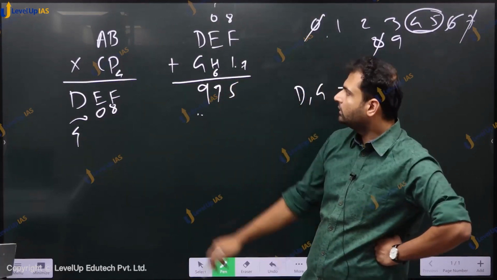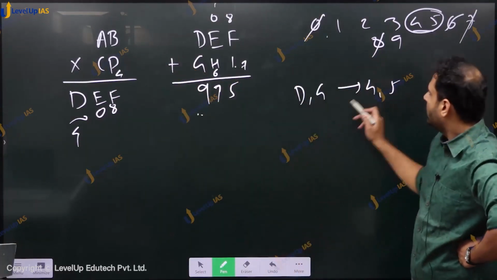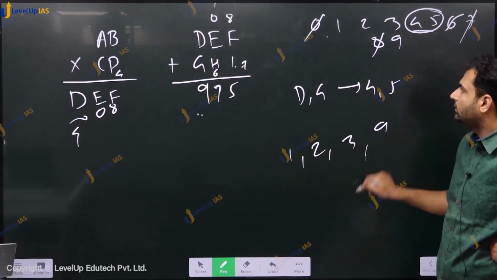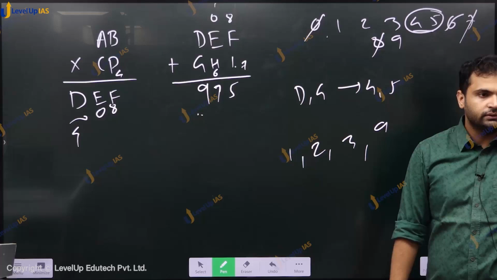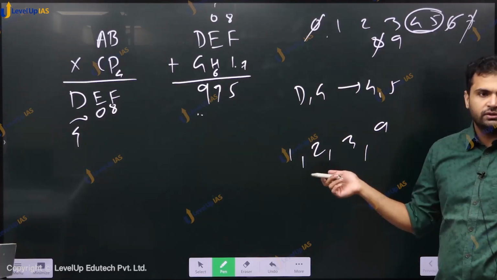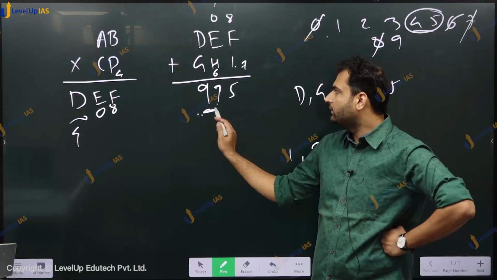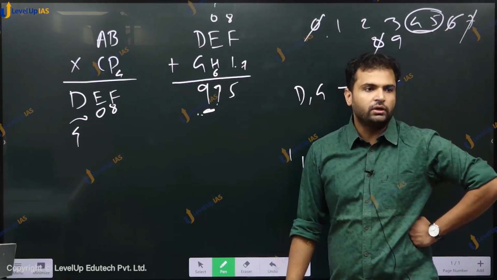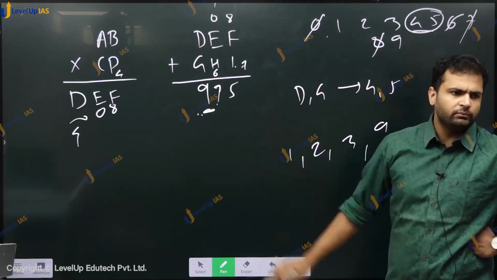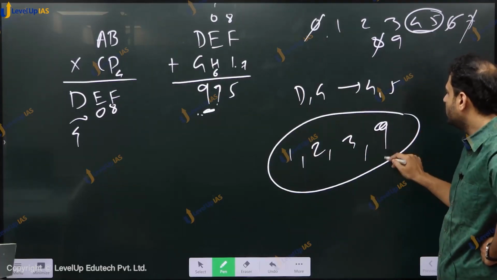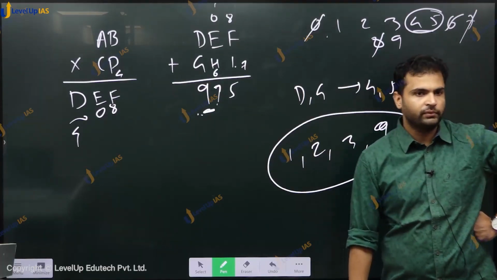If D is 4, ABC, what are the options remaining for ABC? 1, 2, 3 and 9. ABC are one of these. They are not specified. If 9 comes, it can be taken or not. But because they are not specified, we'll assume that it can be. So ABC are from 1, 2, 3, 9.